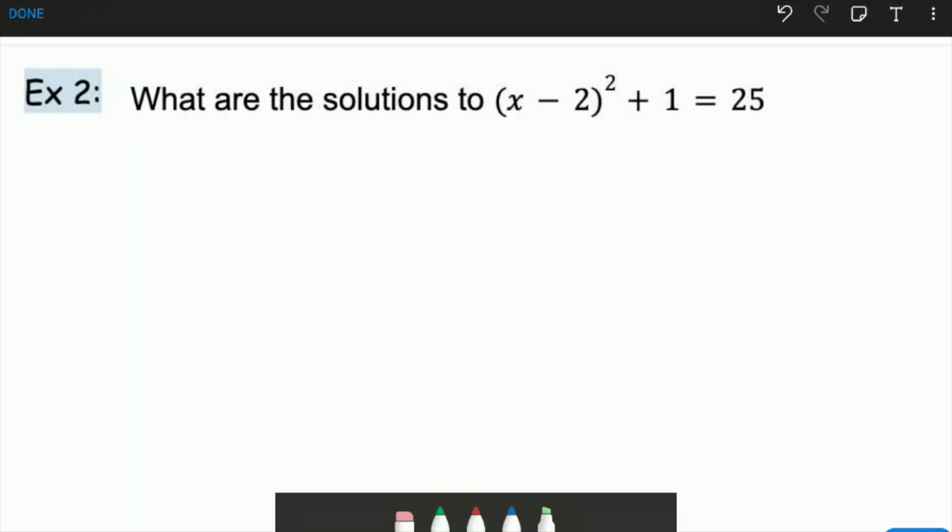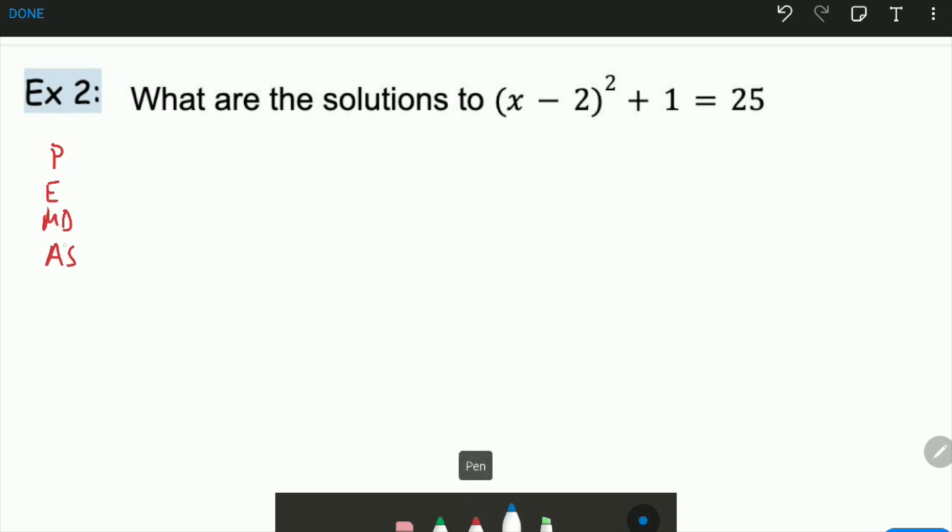Okay, in this video, we're going to be finding the solutions to x minus 2 in parentheses squared plus 1 equals 25. For this one, it's very similar to the one we just did. Since x only occurs one time, we're going to use reverse order of operations here. However, there will be a difference at the end. Please excuse my dear Aunt Sally.